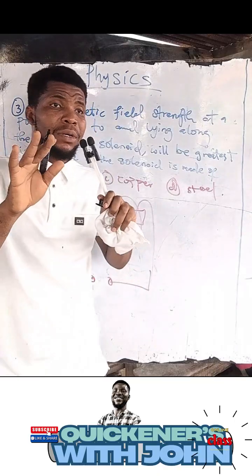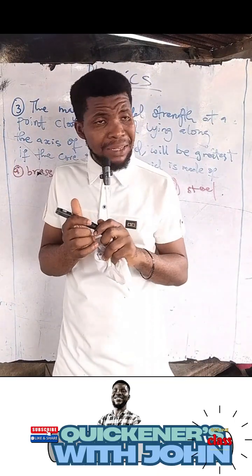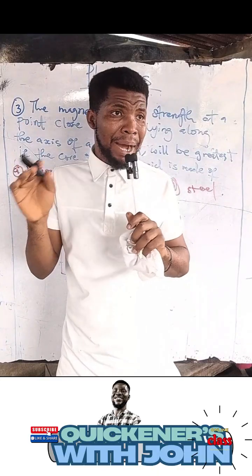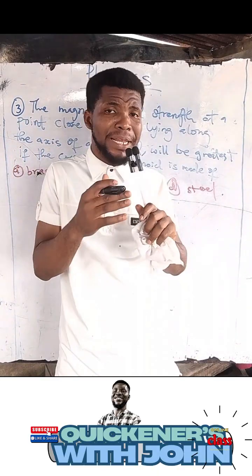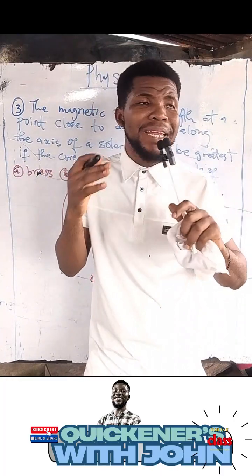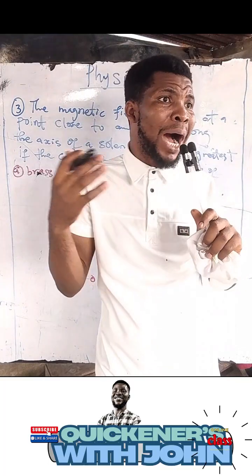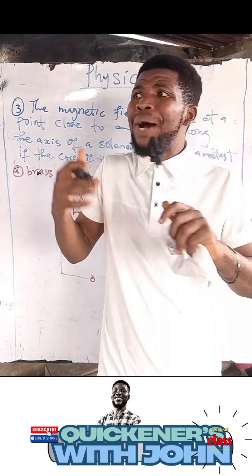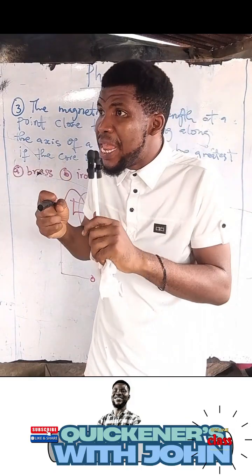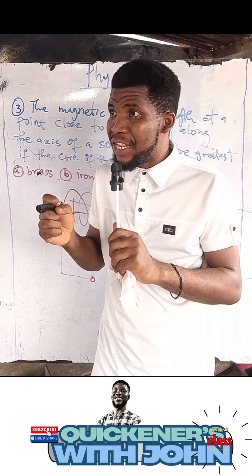The magnetic substances that we have are ferrous magnetic substance, diamagnetic substance, and also paramagnetic substance. What is a ferrous magnetic substance? A ferrous magnetic substance is a strongly magnetic substance like your iron and nickel. What is a paramagnetic substance? A paramagnetic substance is a weakly magnetic substance.